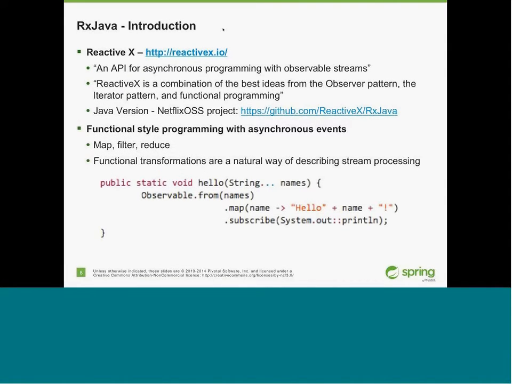So I want to introduce RxJava as the programming model that we'll be using for the demos. Where this came from actually has a relatively long history going back to about 2011, where Eric Meijer created the first version of the Reactive Extensions project at Microsoft. And it's sort of dubbed as being an API for asynchronous programming using observable streams.